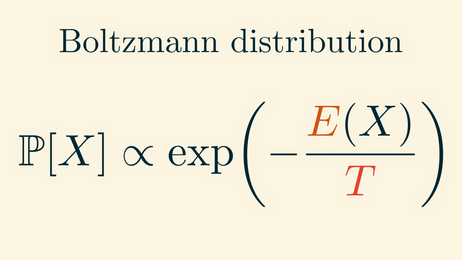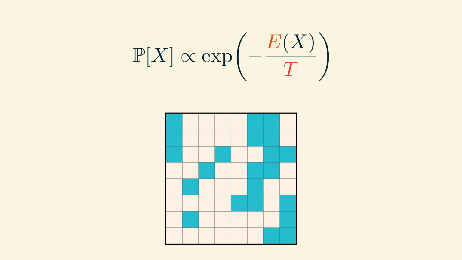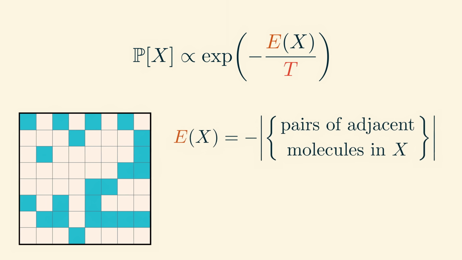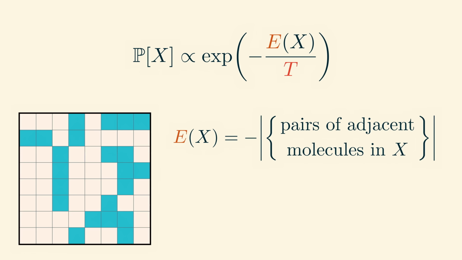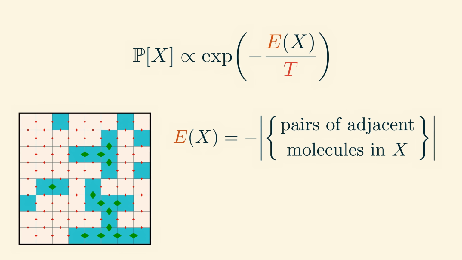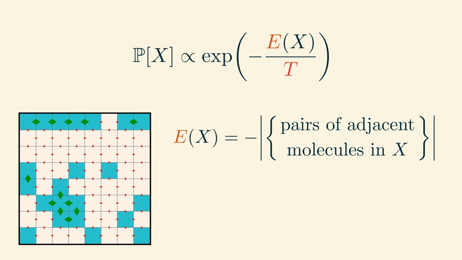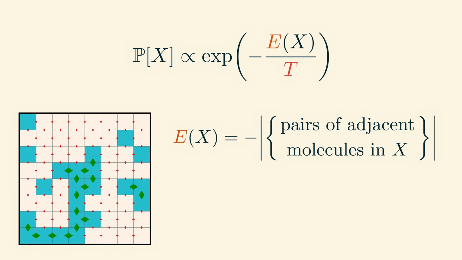This is the distribution that the simulation I've shown is sampling from. So far, we've been considering configurations where there are a fixed number of molecules, and the energy of a microstate is the negative of the number of pairs of adjacent molecules, which we could also see visually as the number of green diamonds here. This mimics the fact that intermolecular forces have a sweet spot, where molecules prefer to be relatively close to each other.